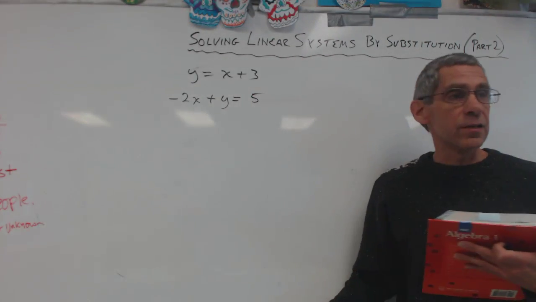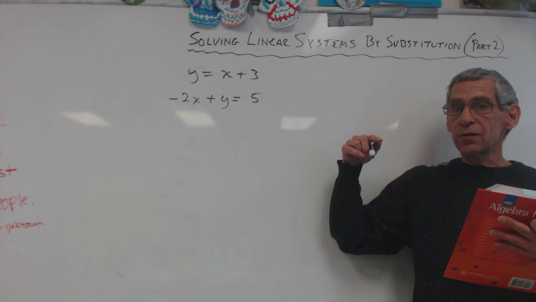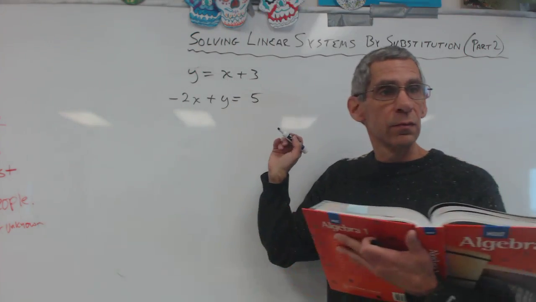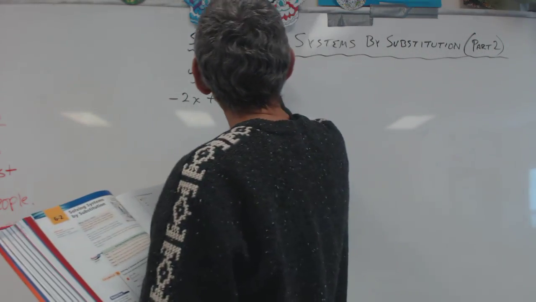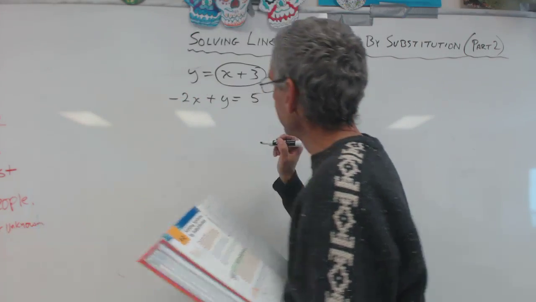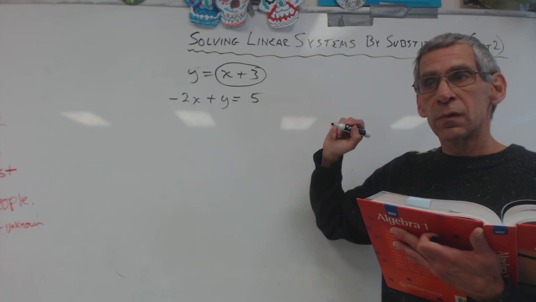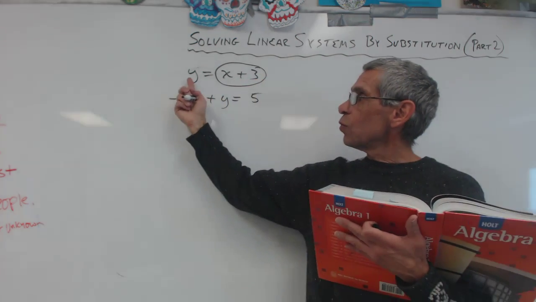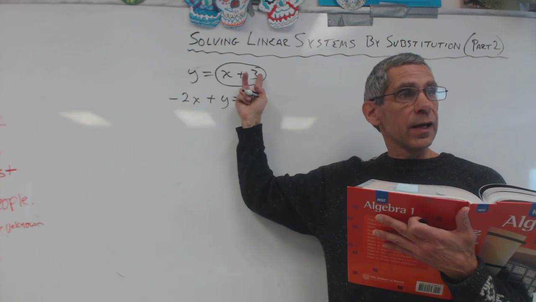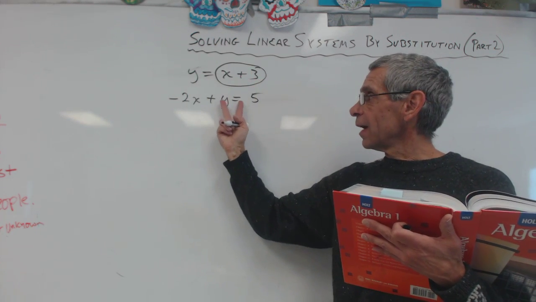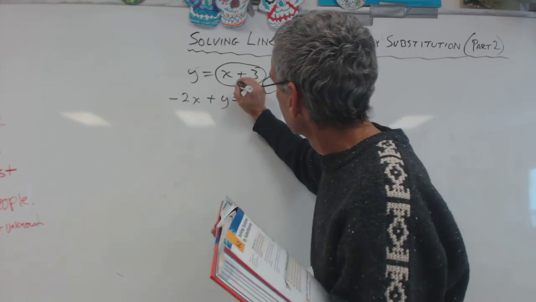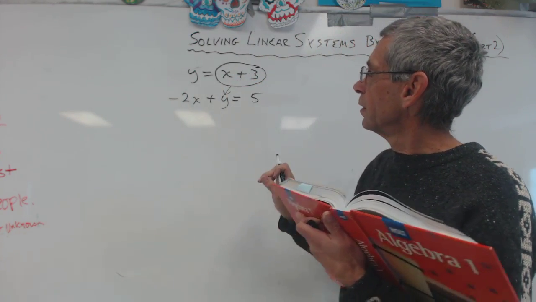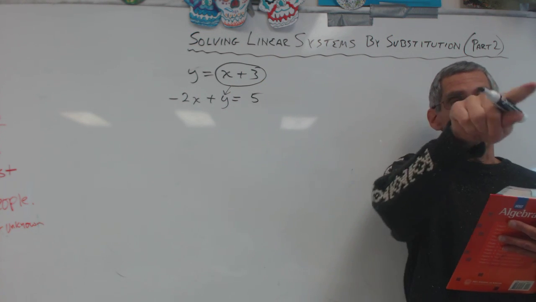All right, so I have 2 equations, and I notice one of them says y equals. So what do I do? Circle x plus 3. And then what do I do? I put an arrow to the y. That says y is this, and I'm going to bring that down and substitute this in for this y.